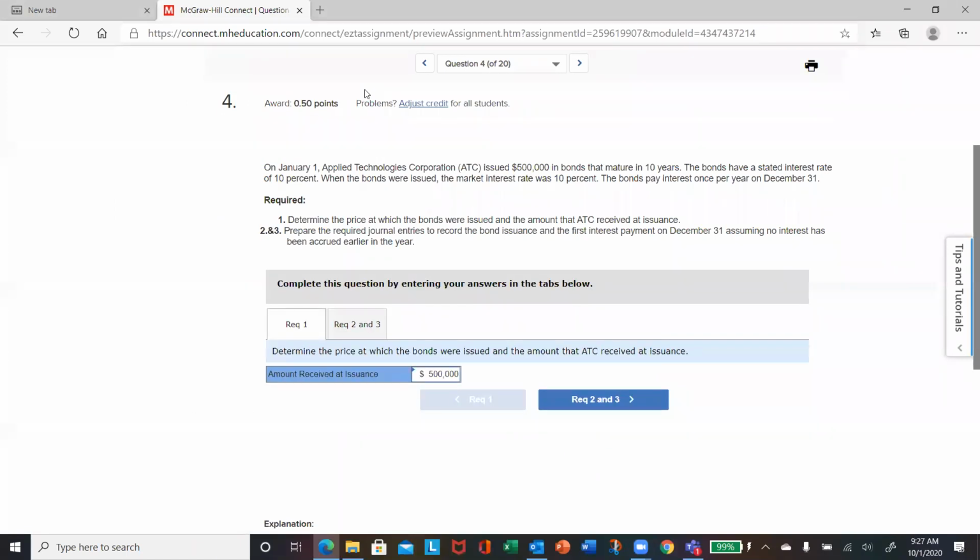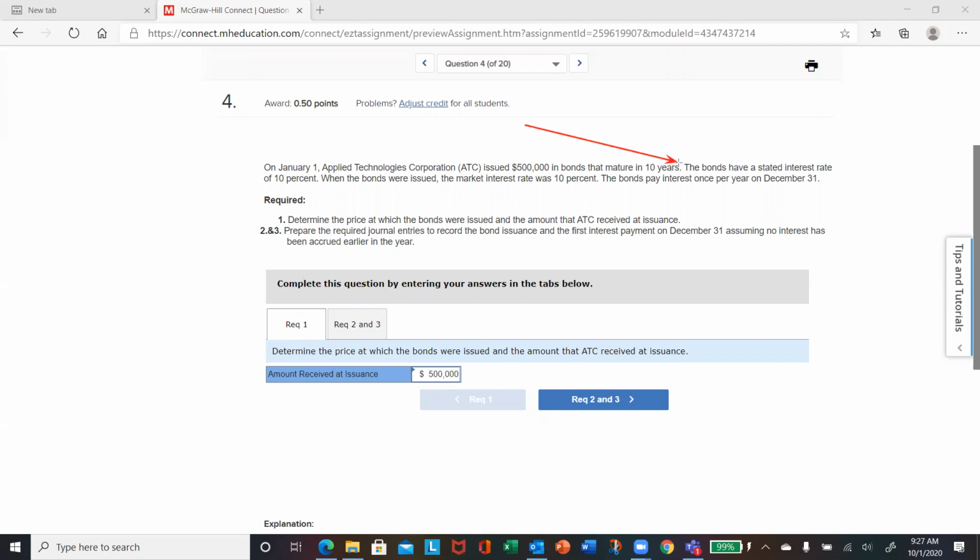So in this problem, they tell you that they had issued, again, this is January 1st. You always have to watch the dates on the bond, because lots of times you may have to do something with interest. So the interest, sometimes you have to accrue interest between when a bond was issued. So always watch the date when the bond was issued. It's $500,000 in bonds, so each bond is worth $1,000. They mature in 10 years.